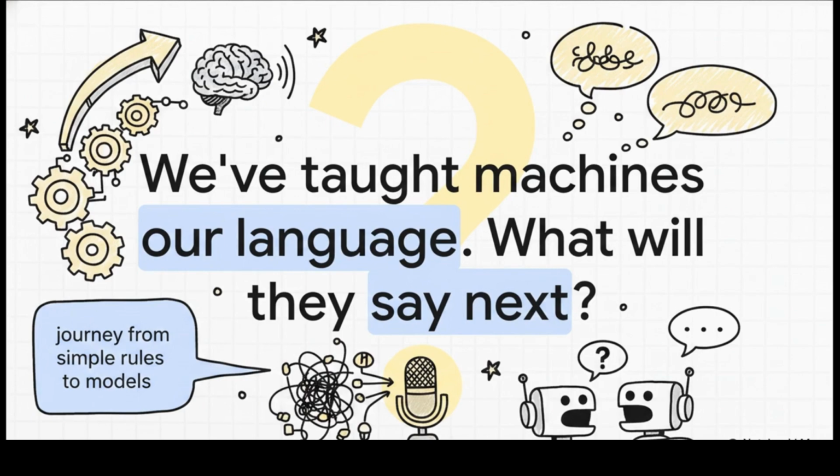You know, when you look back, the journey from writing simple grammar rules by hand to building models that can actually talk with us, it's just been remarkable. But it leaves us with one last big question to think about. We taught machines our language, so what are they going to say next?